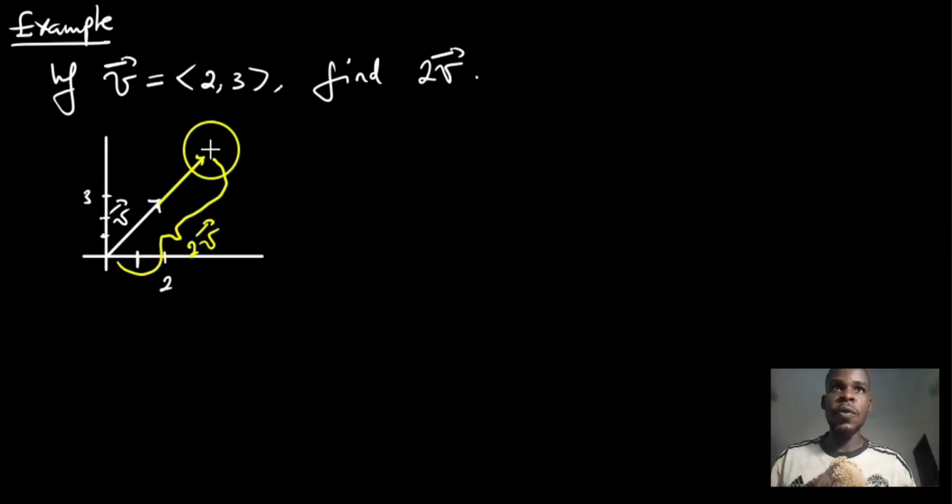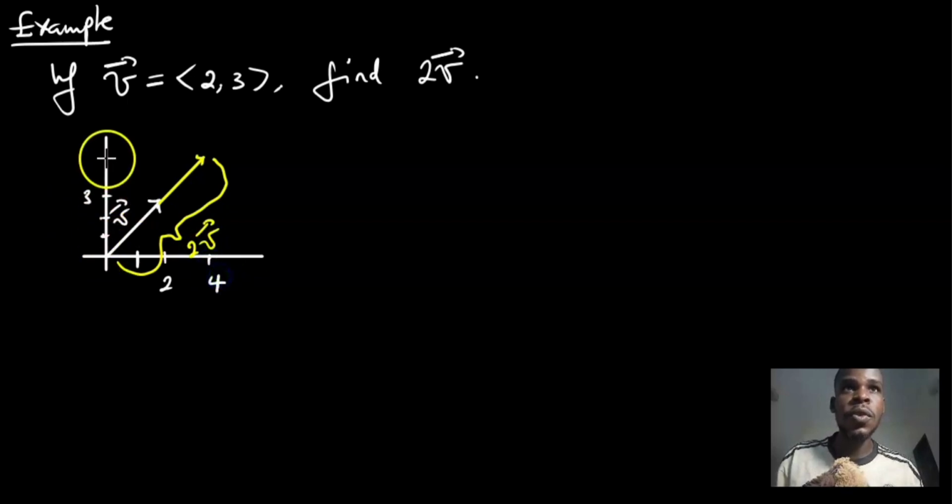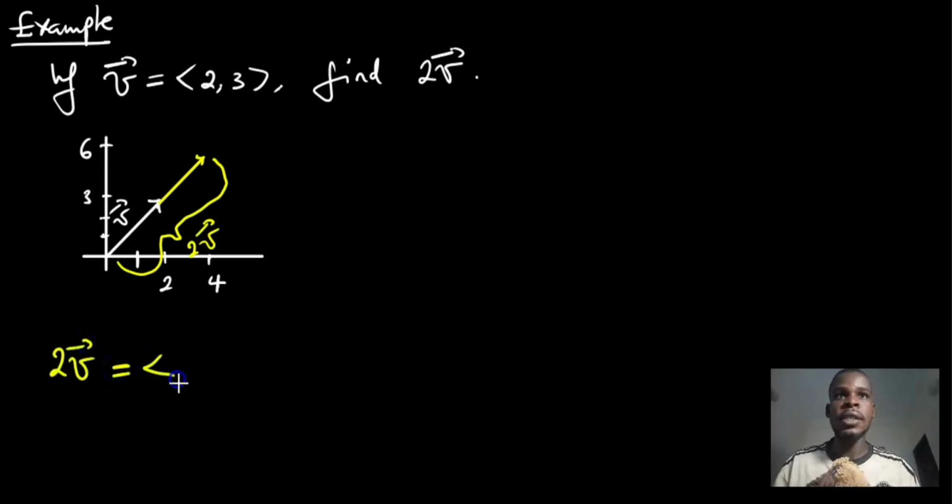Okay, so what now happens? Since we've increased the length, the max should go like this. This was 2, it will now increase to 4. From here to here was 3, it will now increase to 6 because we've doubled it. Good, which means that the vector 2v could be written out as a position vector with entries 4 in the i hat direction and then 6 in the j hat direction.